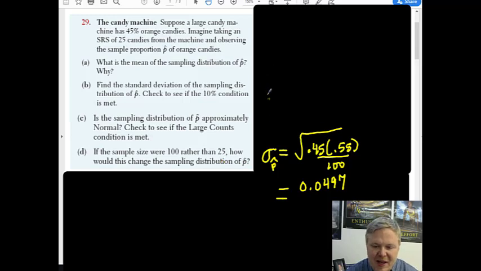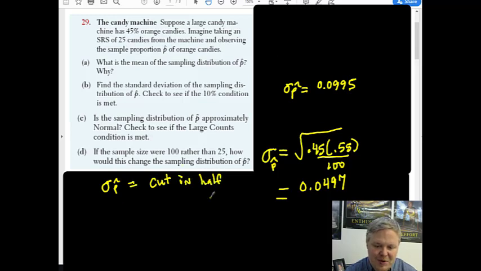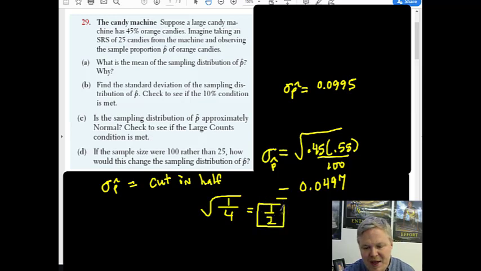So what does that actually do? Our other standard deviation of p hat, which we had in part B, was 0.0995. So what really happened? It just cut in half. So here, the standard deviation is cut in half. That makes sense because we're taking the square root, because we went 4 times bigger. The square root of 1/4 is 1/2. So we cut our standard deviation in half.